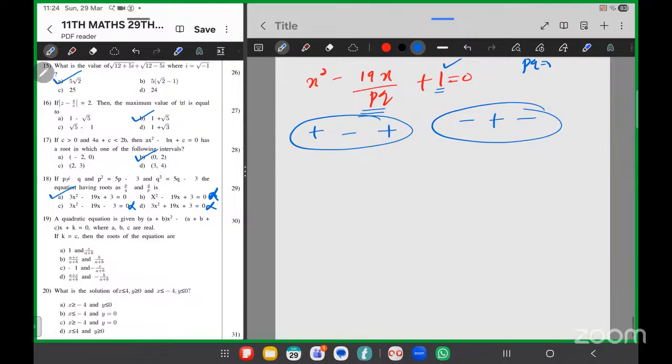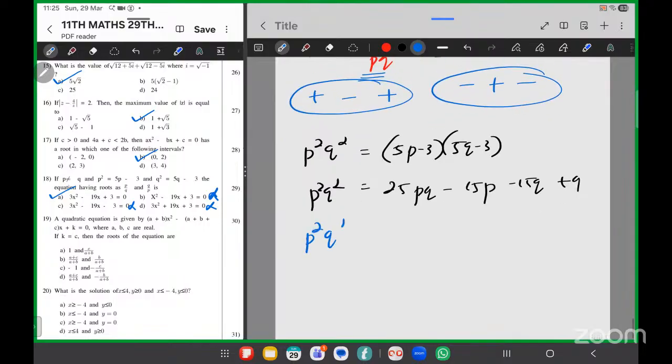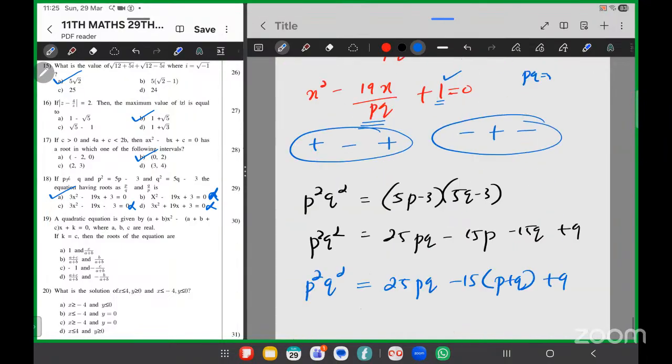If you multiply this one, we will see. P square Q square becomes (5P minus 3) into (5Q minus 3). It will become 25 into PQ minus 15P minus 15Q plus 9. So P square Q square equal to 25 PQ minus 15 into (P plus Q) plus 9. P plus Q is already 5.